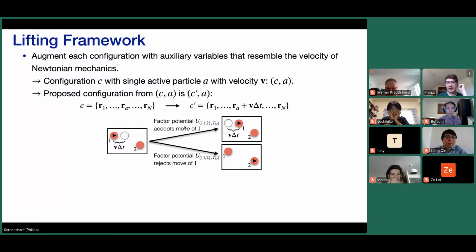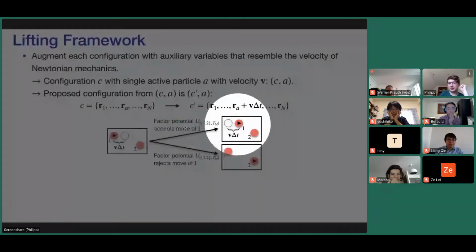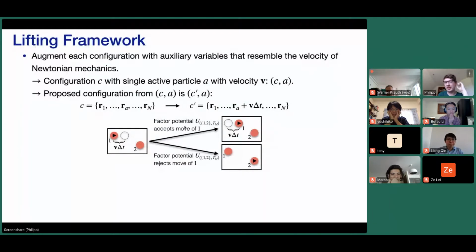Then the first thing that can happen is the factor potential between these two particles just accepts the move of the first particle. Well, then nothing fancy happens. We just displace the active particle and we continue. The active particle is still active and it just continues to go into the same direction.